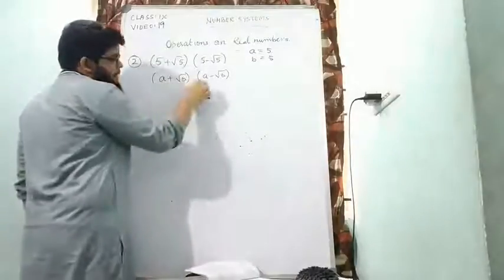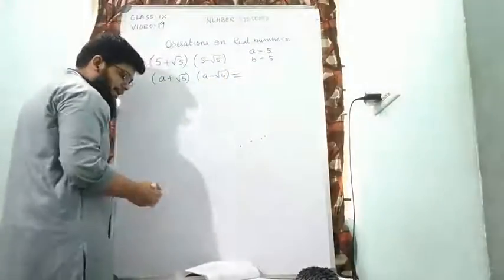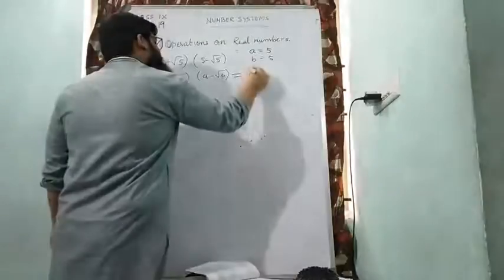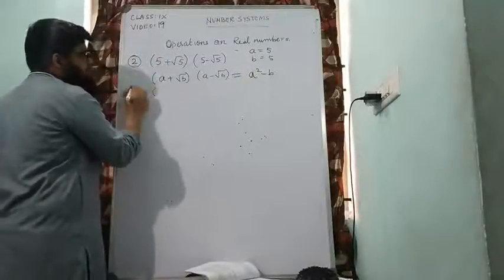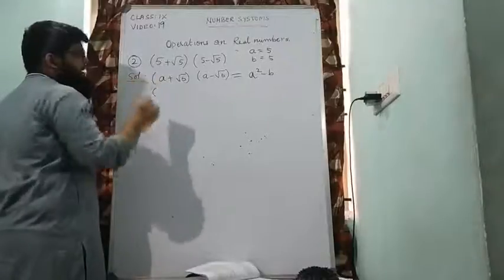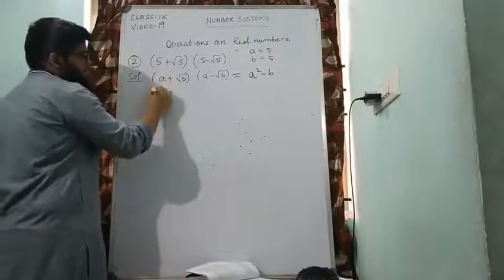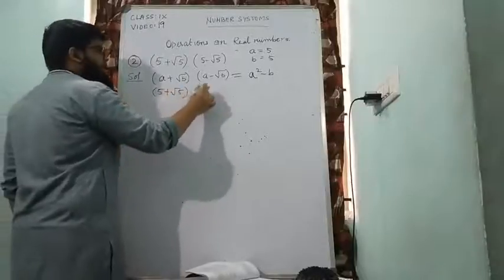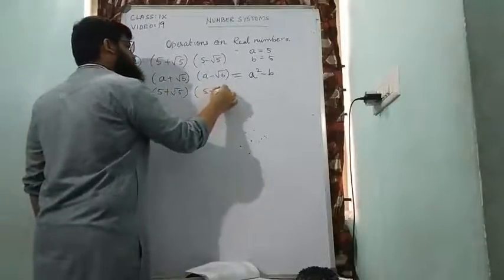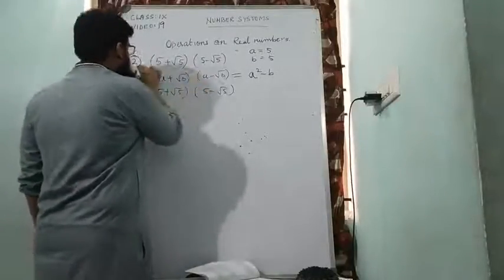And (a plus root b) into (a minus root b), what is the identity? The identity is a square minus b. So this is going to be your answer. So now in the solution part, I'll write down the question. In place of a plus root b, I have 5 plus root 5, and in place of a minus root b, I have 5 minus root 5. So your solution starts from this part.